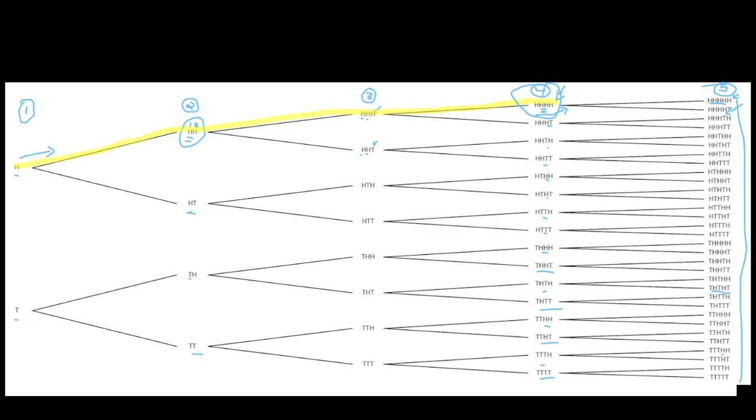Once we're at four heads, so that's right here, once we're here, the next flip is still just heads or tails, each with a probability of 1/2.